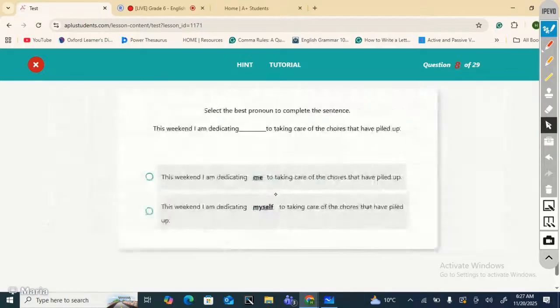This weekend, I am dedicating blank to taking care of the chores that have piled up. I am dedicating me or myself. Do we have to use a personal pronoun or reflexive pronoun? Me is a personal pronoun, myself is a reflexive pronoun.